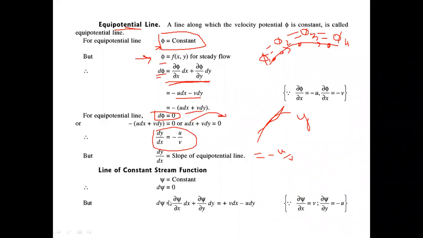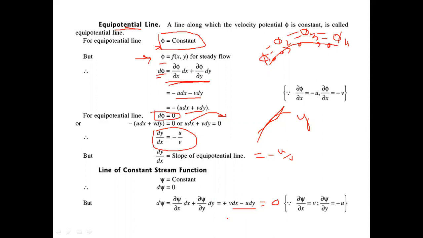If I calculate d psi similar to this case, this will be the expression of d psi. In this expression, you know what d psi by dx is? From the definition, d psi by dx is equal to v. And similarly, d psi by dy is equal to minus u. So if you substitute these over here, you will get v dx minus u dy. But this should be 0 for a line of constant stream function. So for a line of constant stream function, d psi should be equal to 0. So I can say from this expression, v dx minus u dy equals 0.